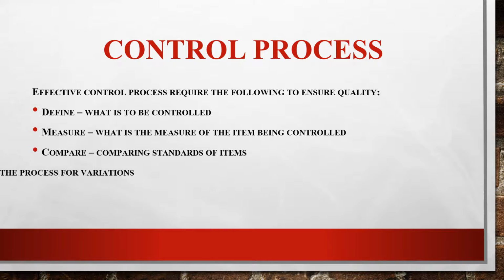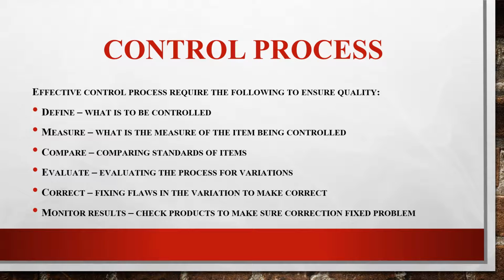Control process. You must ensure the process to ensure the quality. First, you must define what is being controlled. Then, you need to know what is the measure of the product controlled. Comparing these measurements would be the next thing. Then evaluating the process will help identify the variation. Correct any of the flaws of the variation. Then you must monitor the results to make sure that the new results corrected the problem.